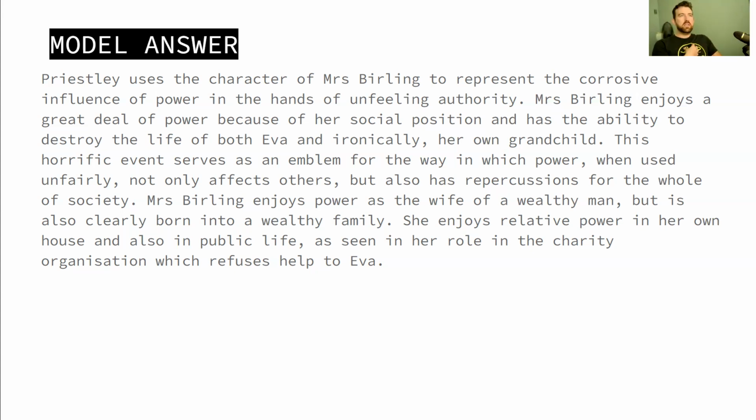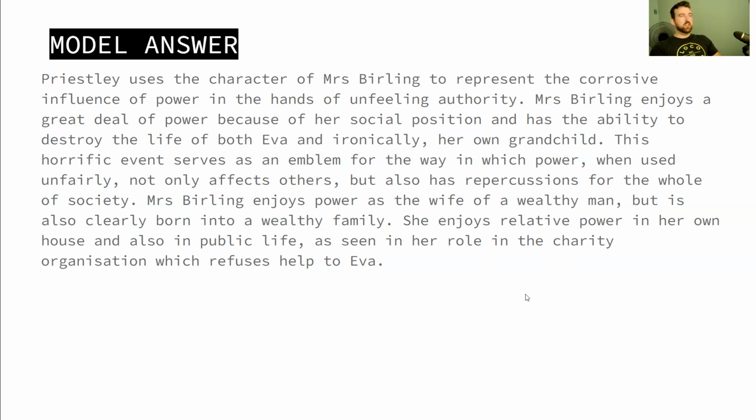But if it were me in the real exam, I would probably have dived straight into some quotes on how Mrs. Birling represents the corrosive influence of power. So rather than saying about how it destroys Eva's life and the grandchild and stuff, I'd have probably just tried to go straight in with some quotes. But it's a very solid introduction. We see from reading this, don't we, that this student really knows Mrs. Birling and how Mrs. Birling fits into the narrative of the play and what she represents and all that good stuff. So yeah, it's a good intro.